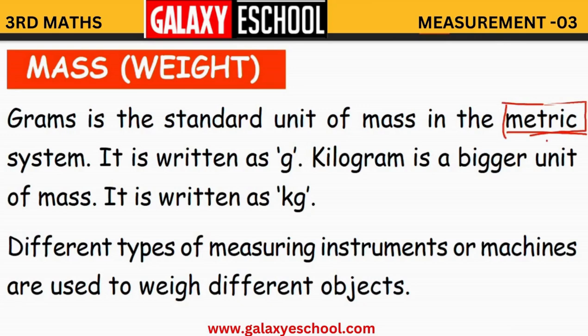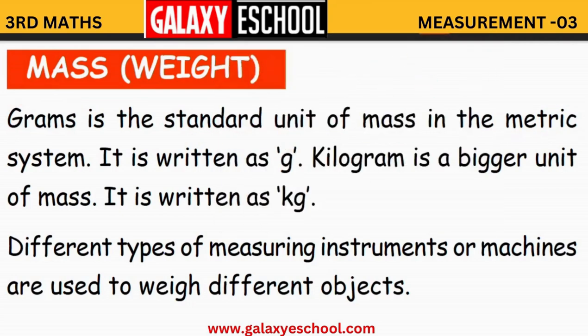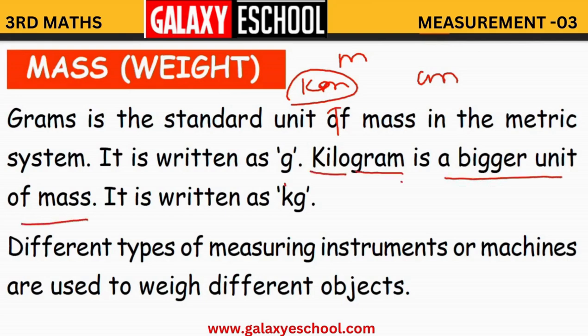Yes, children. So in this metric system, the standard unit that we use for measuring mass of the given objects is grams. It is written as g. For meters, we've used the letter m to represent meters. In the same way, for grams, it is written as g. Now again, in the meters we had kilometers and centimeters. Kilometers was for larger distances. In the same way, for grams we have kilogram. Kilogram is a bigger unit of mass and it is written as kg.